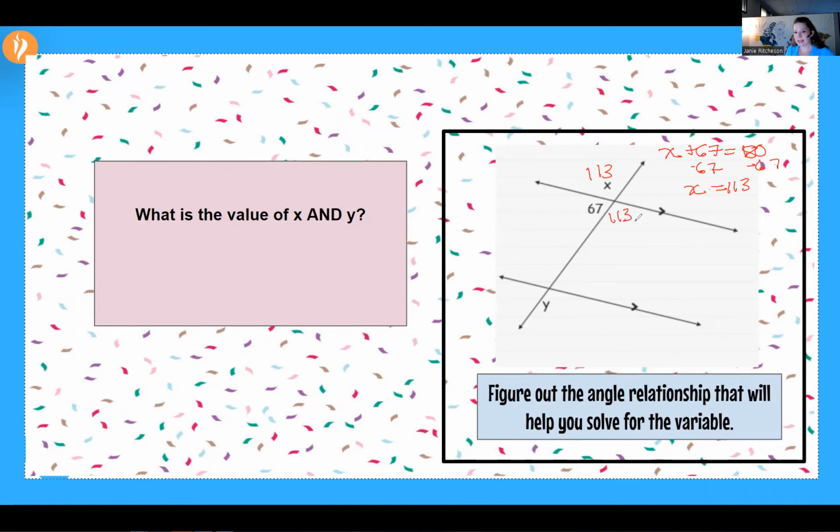So if x is 113, that means that this angle is 113. And that means that this angle and angle y are corresponding. So angle y is also 113 degrees. And I know about the relationships of these pairs of angles, and that's how we're figuring out the value of each of these variables.